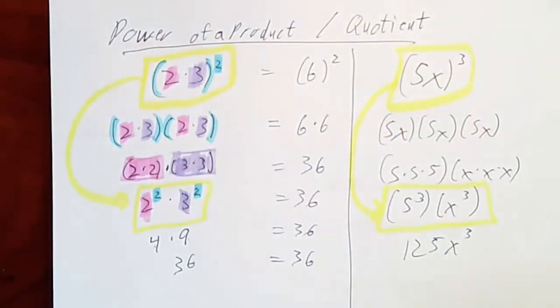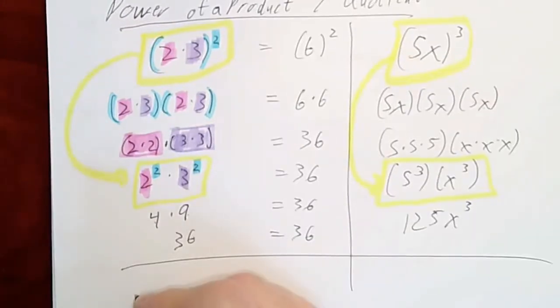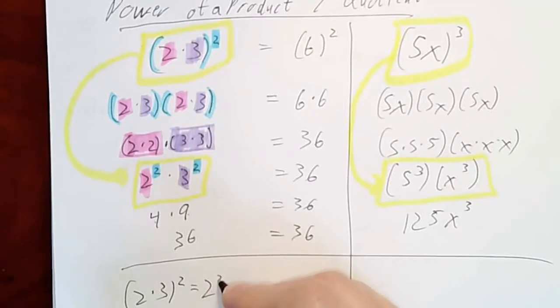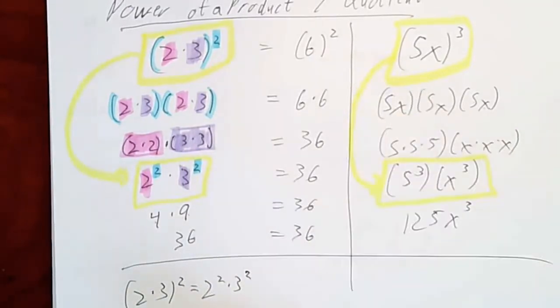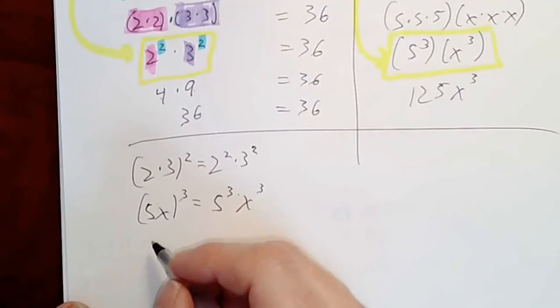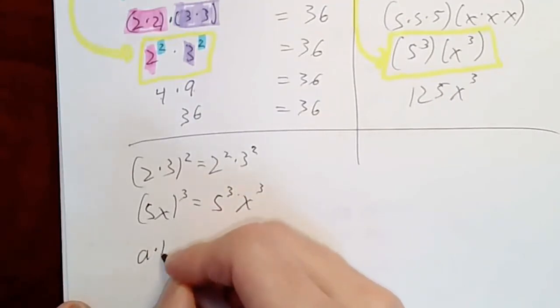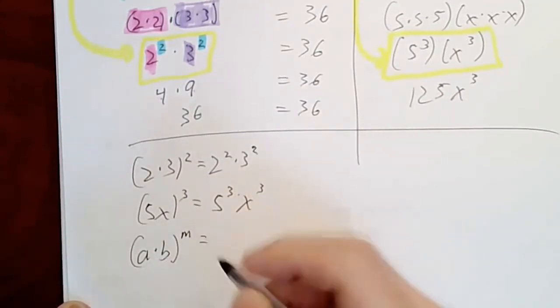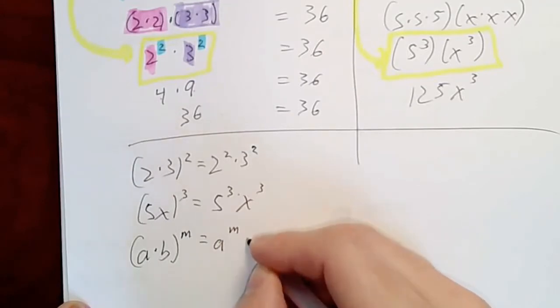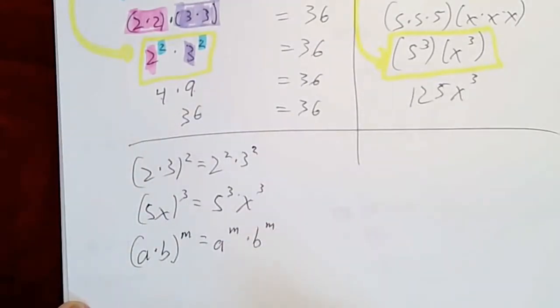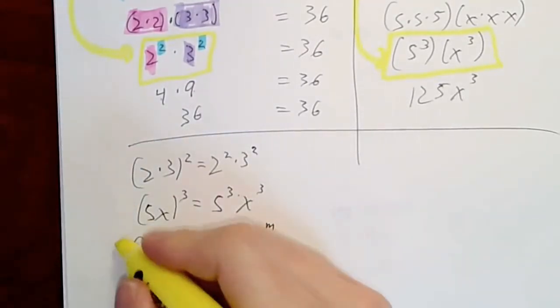That is the power of a product property. Let me just rewrite this really quickly. We have 2 times 3 squared is equal to 2 squared times 3 squared. The next example was 5x cubed. This was equal to 5 cubed times x cubed. And the way we write this generically, using any number possible, we have a times b being raised to the nth power. That means we are going to have a to the nth times b to the nth power. And this right here is my power of a product property.